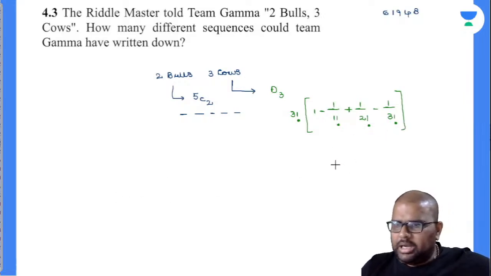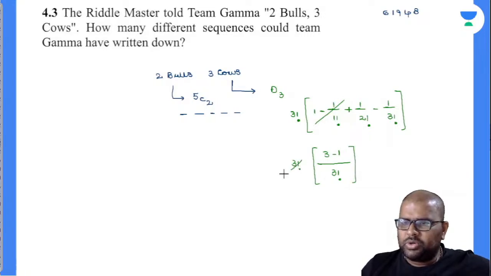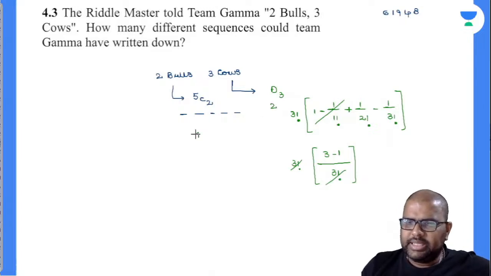Done. Now let me know, right? So your LCM is 3 factorial. This and this get cancelled. So 6 by 2, it is 3 minus 1, 3 factorial. Automatically your answer is 2. So 5C2 value is 10, the other value is 2, then my answer will be 20.